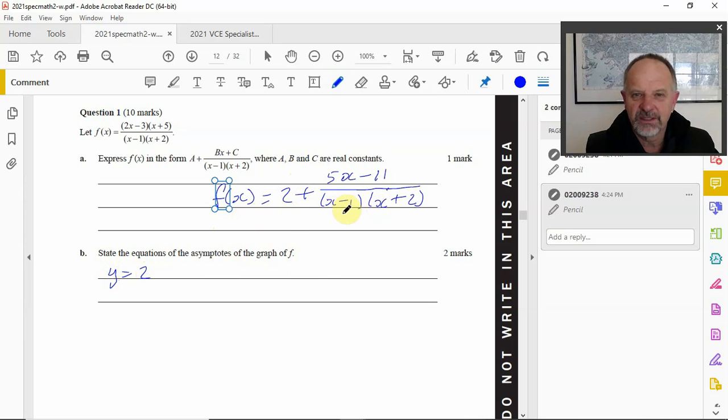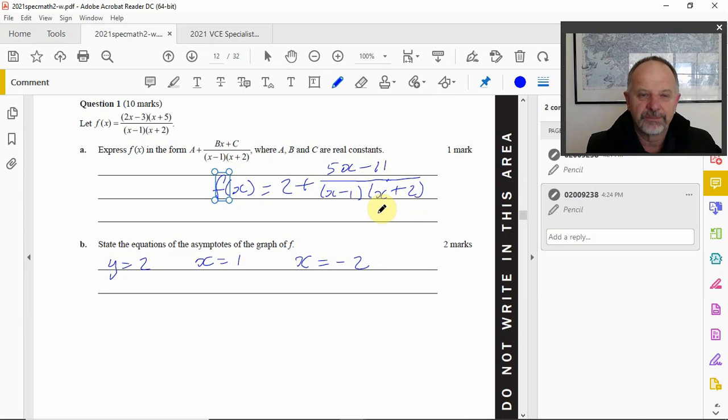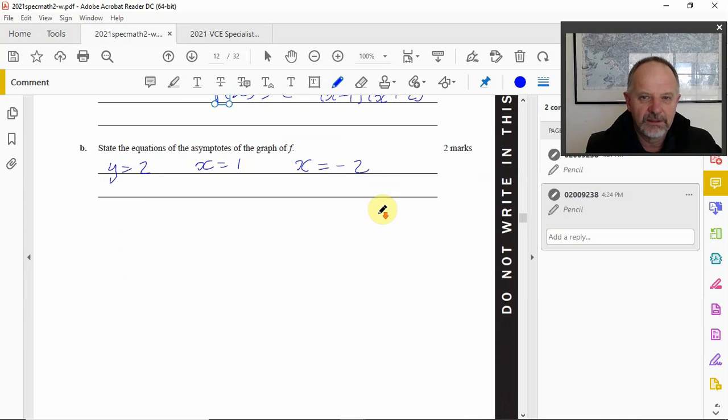The vertical asymptotes have to do with these factors there. And of course, the bottom can't be equal to 0, so x minus 1 can't be equal to 0. So that means that x equals 1 is an asymptote. And over here, the x plus 2 can't equal 0. So that means x equals negative 2 is an asymptote as well. All right, so all 3 asymptotes are needed, and make sure that you give all 3.